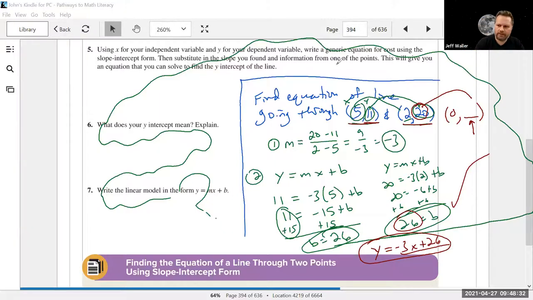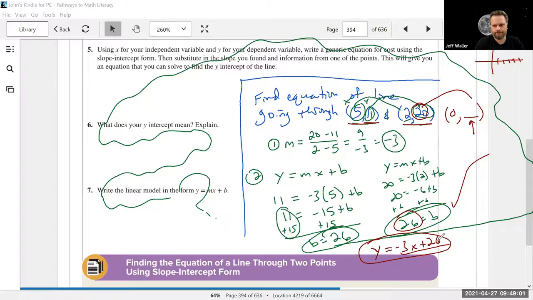So if I look at a quick little graph, at 5, it's at 11. Oh, crap. 11's way up here. At 2, it's at 20. So I would expect at 0, it's going to be even higher. So 26 makes sense. All right, I'm sorry. I'm just trying to show you a way to make sure this makes sense.